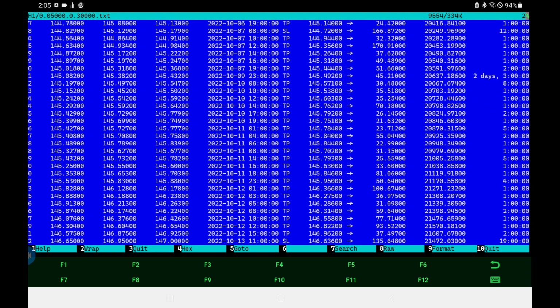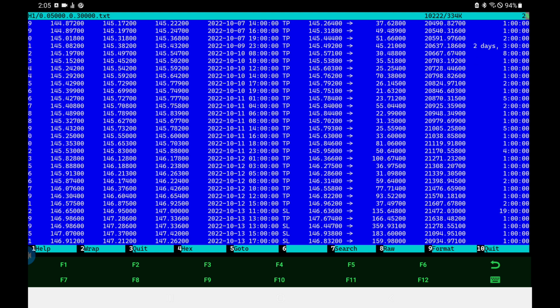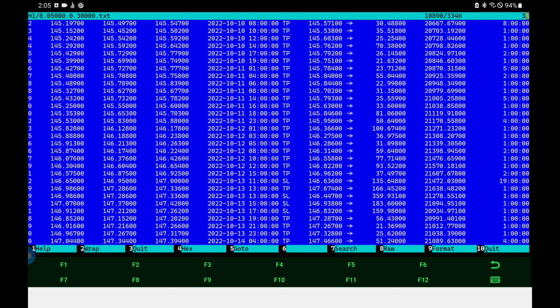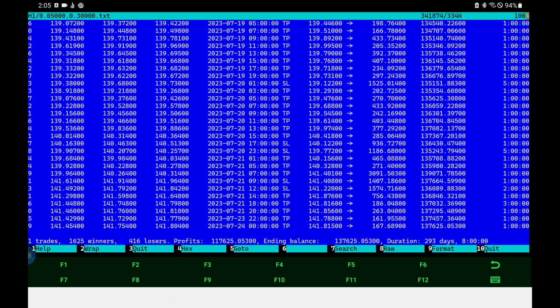So as we can see, let's get to the bottom of this, and we see that we have 1,625 winners, 416 losers. And it took us 293 days. Again, extrapolating the profits. Remember, this is margin. Take this number, divide by 20. And it's still pretty good.